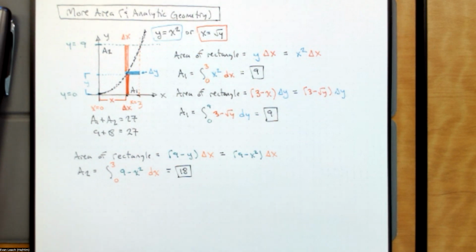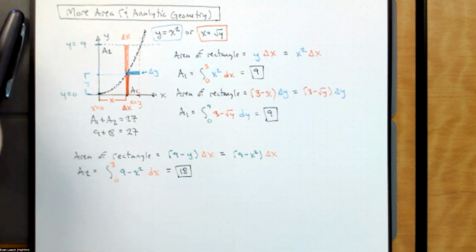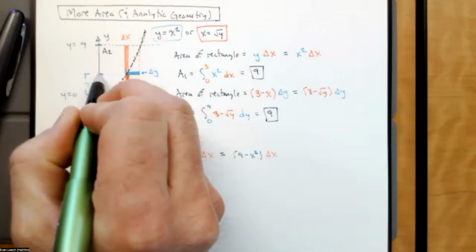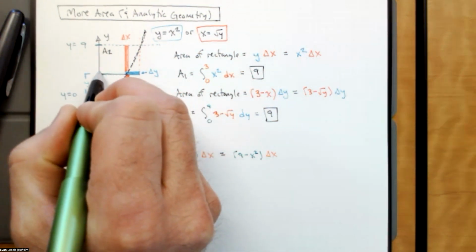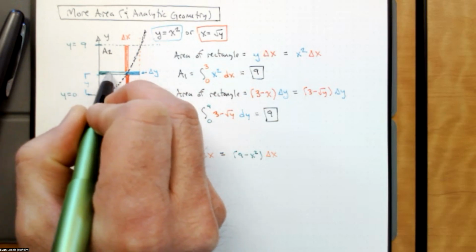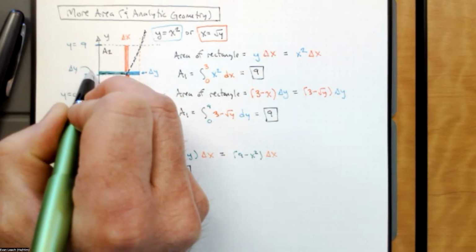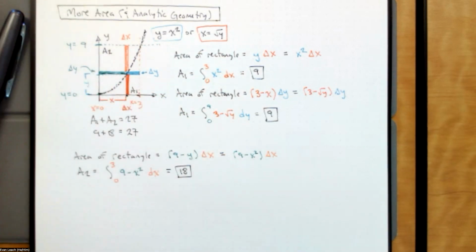This is not the only way that we could have split up this region. We could have stacked these books not horizontally, but we could have made a vertical stack of books. So that would be using, with the same x and y being labeled, I could slice this way and stack my books. So this is still using a delta y. The area of the rectangle is still length times width.